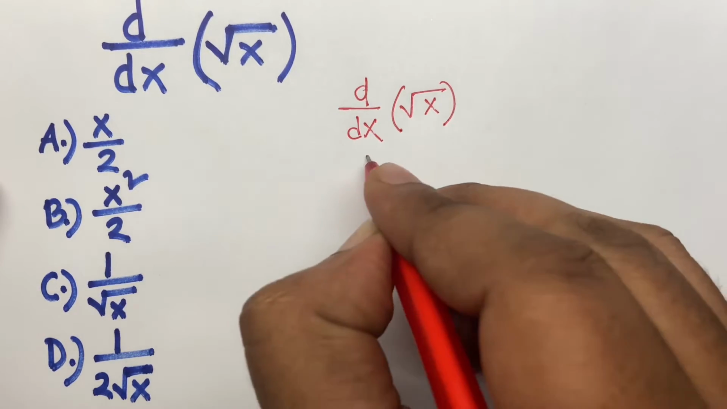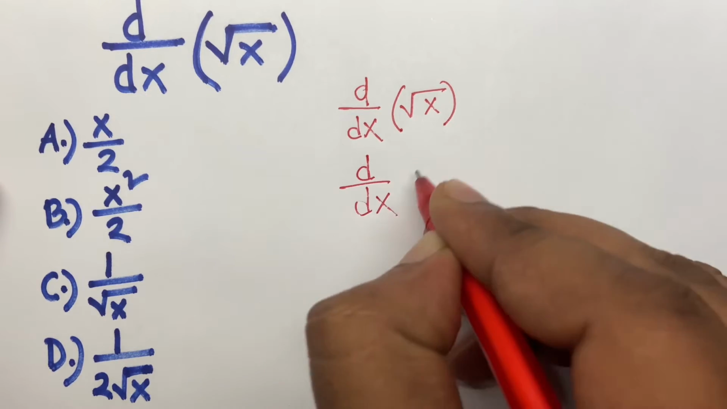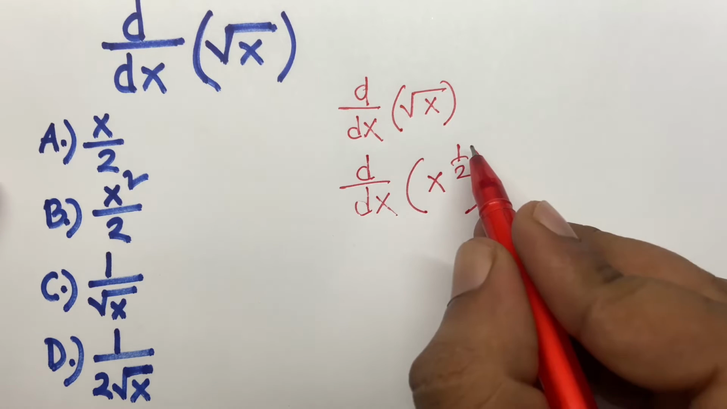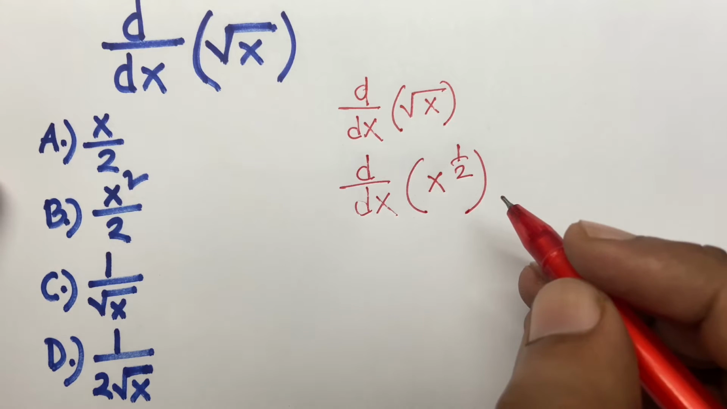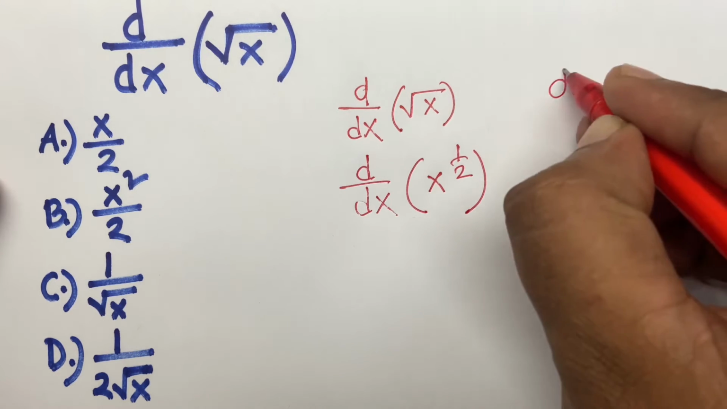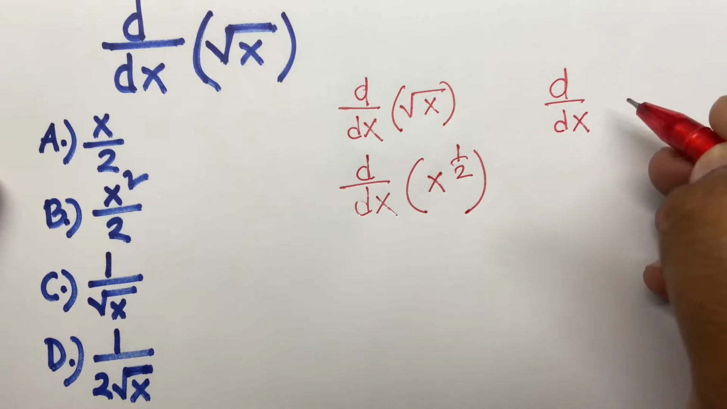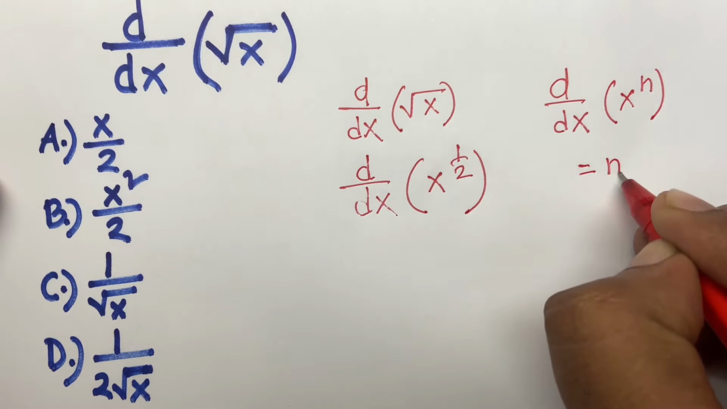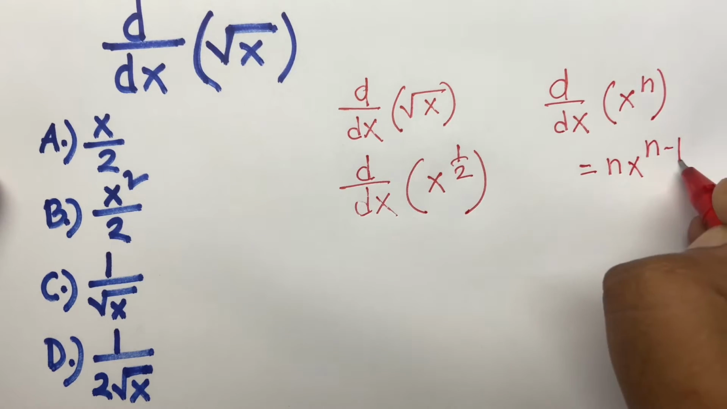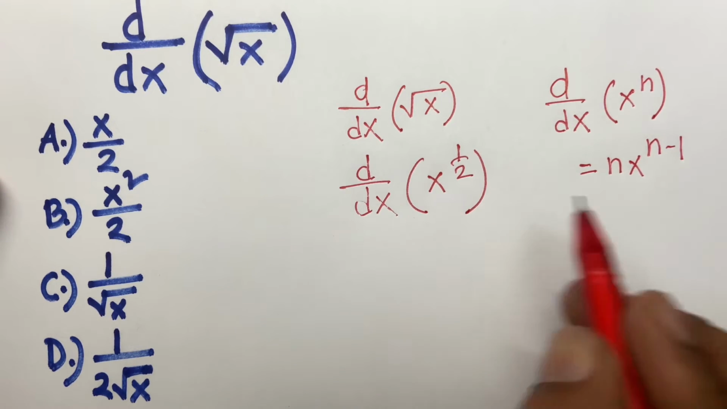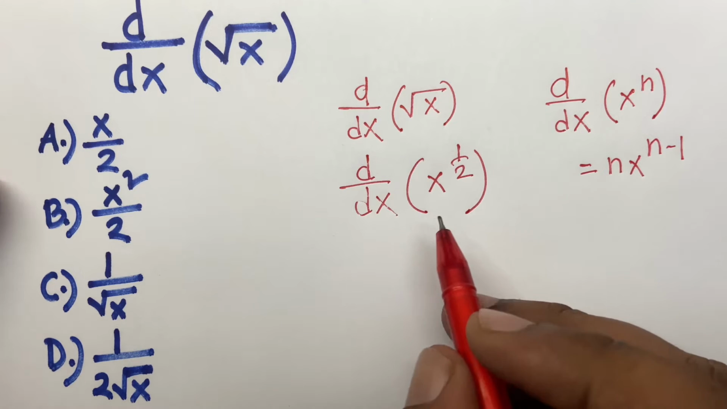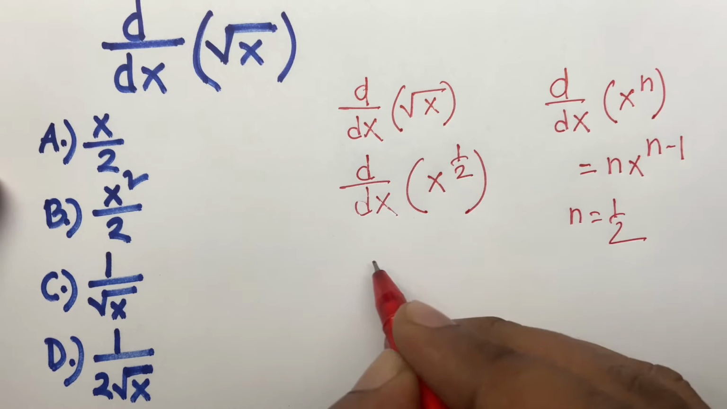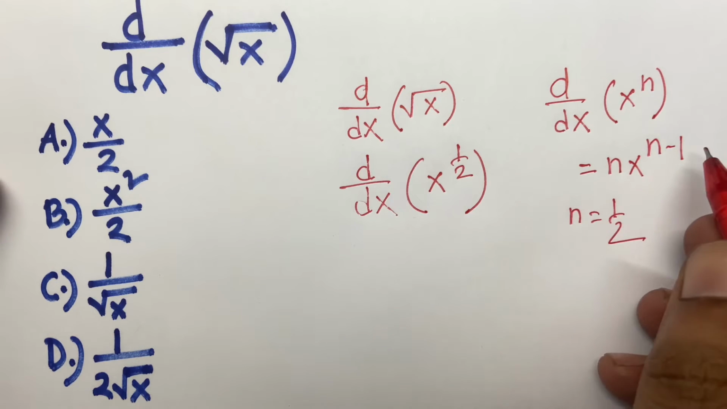Now I can say it is the derivative of x to the power half, because we know that square root is equal to x to the power half. Now, by the power rule, we know that the derivative of x to the power n equals n x to the power n minus 1. If I compare this formula with this equation, I can say here n equals half.